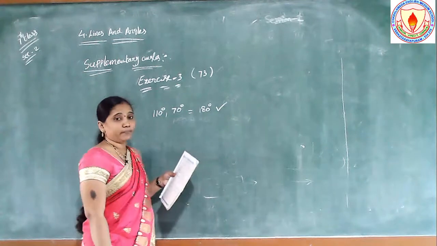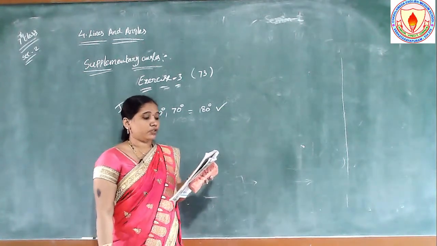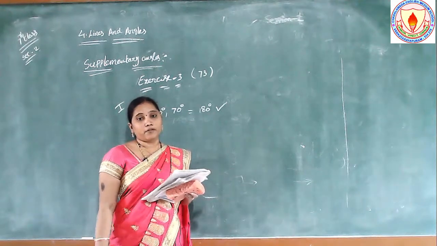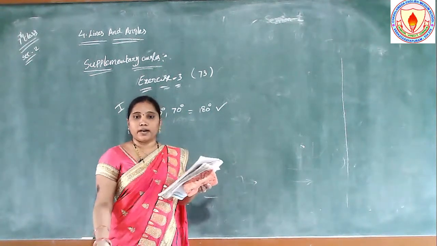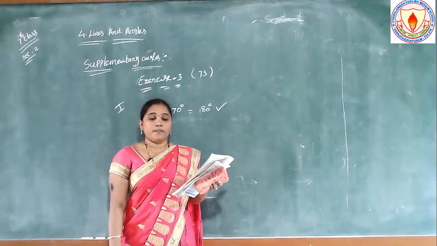And the second one, 90 plus 90, that is also a supplementary pair. Coming to the third one, 50 plus 140. 140 plus 50, how much? 190. That is more than 180. So the third one does not form supplementary angles.